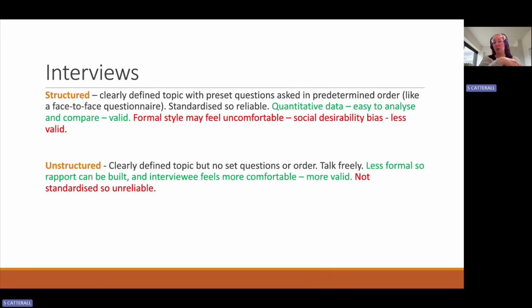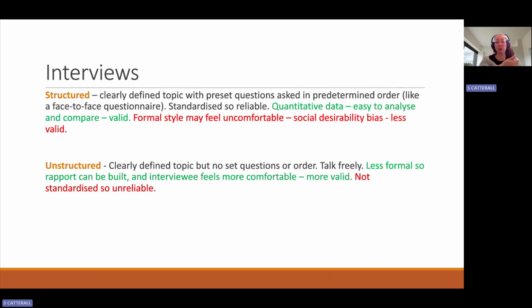Another actual positive of an interview in general is that you get to build a rapport with the person, which is a little bit like friendliness. So they're more likely to be valid with you, which you can't really do on a structured, but you can do on an unstructured. That's a positive of unstructured. An unstructured interview is where you've got the topic, but you don't have any questions. So you can just make them up as you go along. So again, when you define it, you want to put there's no preset questions. It's more like a conversation.